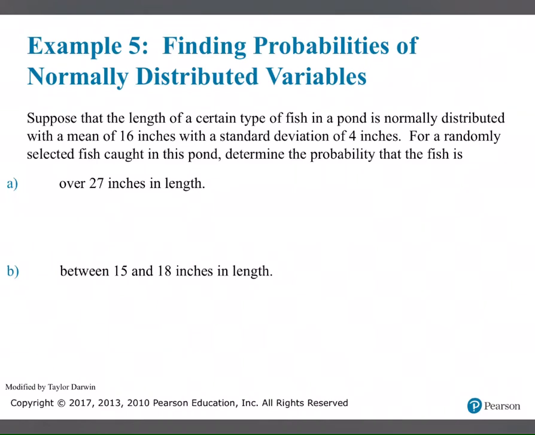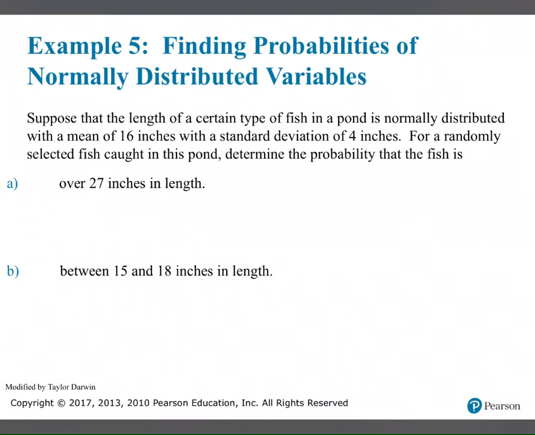So we did one for less than, let's do one for to the right and in between. In this example, we're not going to be given z-scores, we're going to have to find our z-score, and then everything else is the same. Suppose that a length of a certain type of fish in a pond is normally distributed with a mean of 16 inches and a standard deviation of 4 inches. For a randomly selected fish caught in this pond, determine the probability that the fish is A, over 27 inches in length, and B, between 15 and 18 inches.